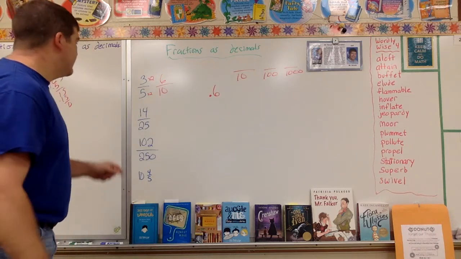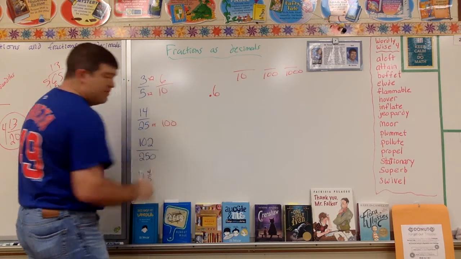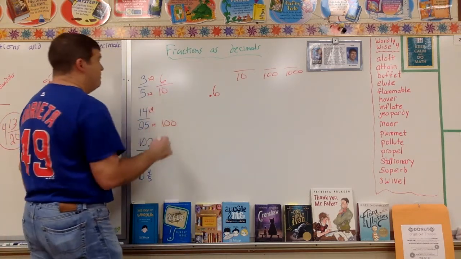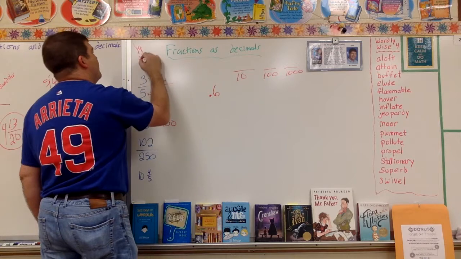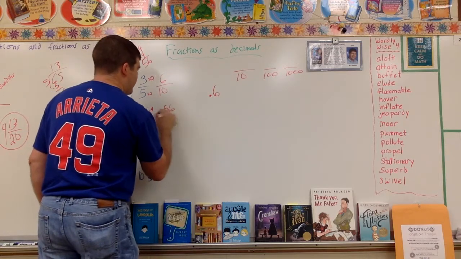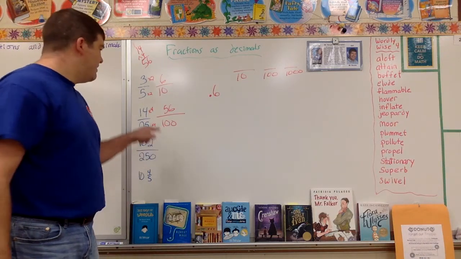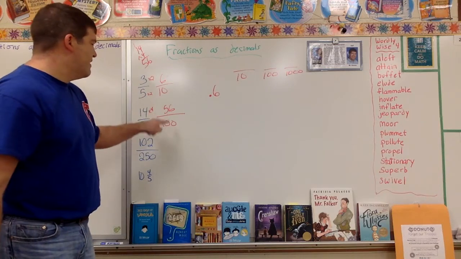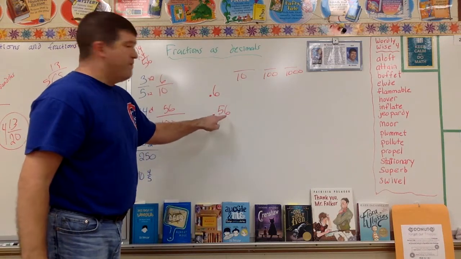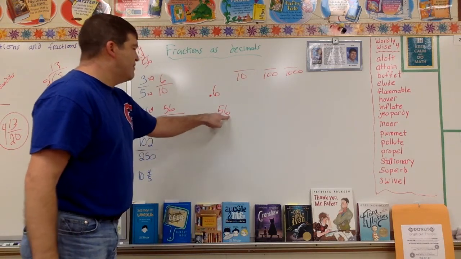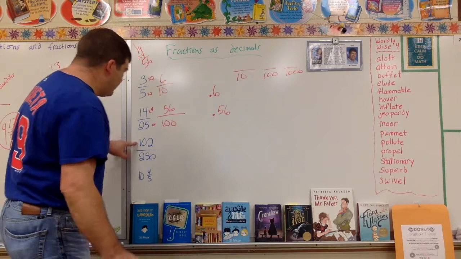Easy peasy. Okay? This one, I know 25 I can easily get to 100 by timesing it by 4. Times 4, and so I come over here and I do 14 times 4. That gets me 56. 56 hundredths. So did I say it just to make sure I'm good? 56 hundredths is the same as 0.56. I'm good.